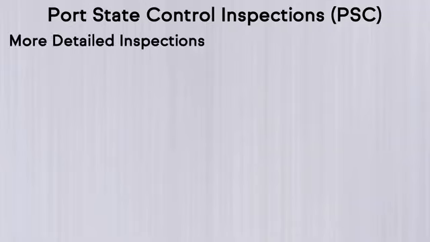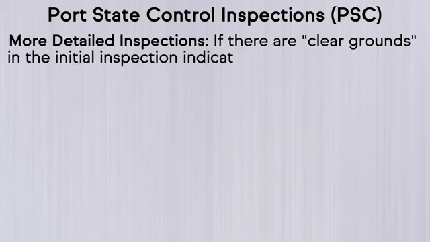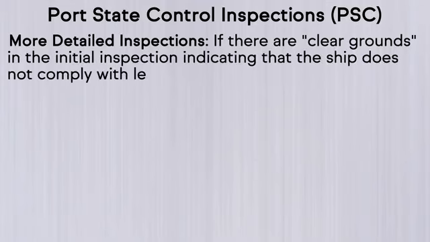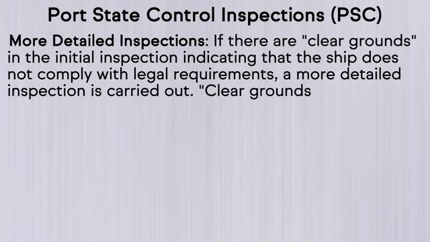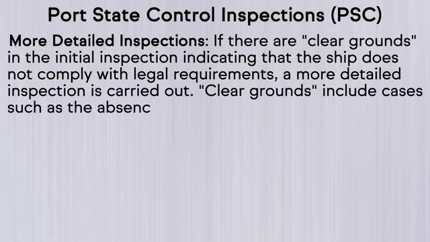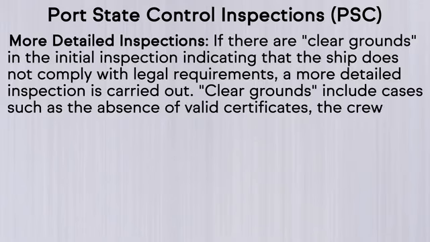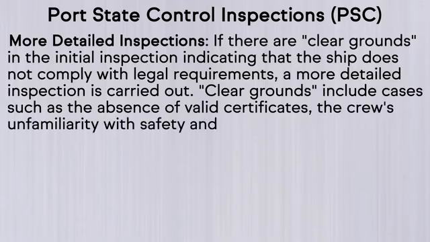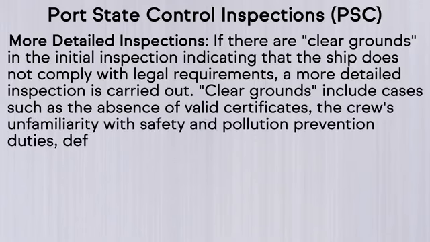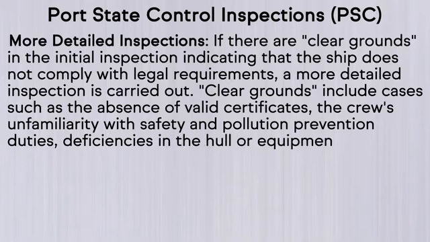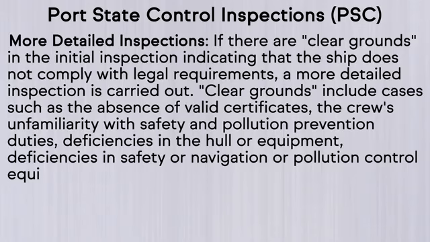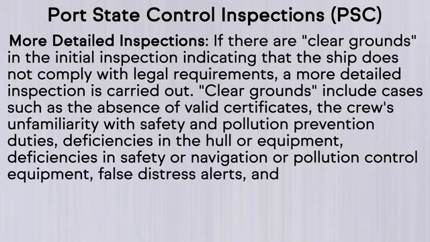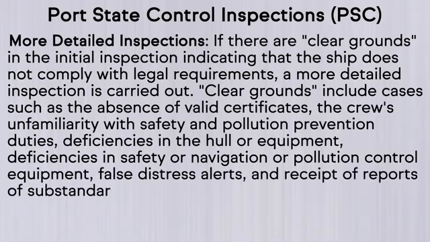More detailed inspections. If there are clear grounds in the initial inspection indicating that the ship does not comply with legal requirements, a more detailed inspection is carried out. Clear grounds include cases such as the absence of valid certificates, the crew's unfamiliarity with safety and pollution prevention duties, deficiencies in the hull or equipment, deficiencies in safety or navigation or pollution control equipment, false distress alerts, and receipt of reports of substandard ships.